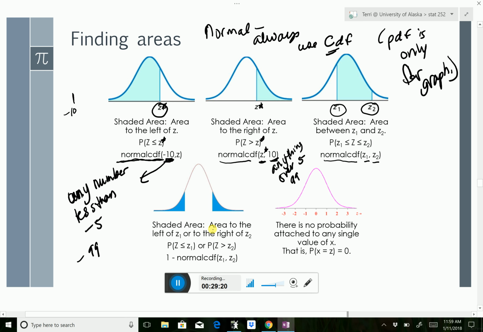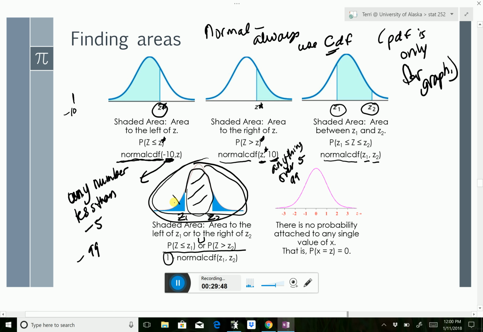And let's say our shaded area is an area to the left of z1 or to the right of z2. So that looks kind of like this. It's an or, we can also call it a union. Well, isn't the whole thing 1? So this is 1 minus the area between. We take the area between, we subtract that from 1, which is the whole, and we get the shaded area. You could also find these shaded areas separately by taking the area to the left of z1 plus the area to the right of z2. That would be another way to do it.